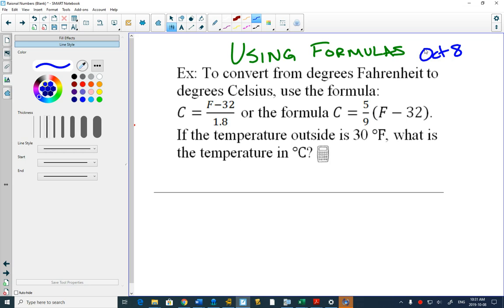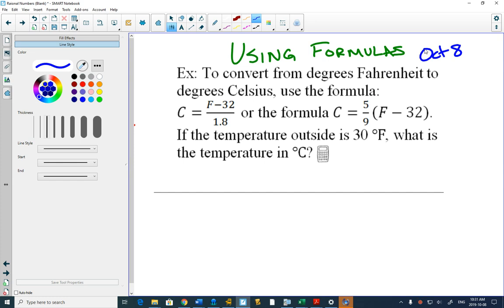But if you went to the United States and they said it's going to be plus 20 outside, they would be like, that's not nice, that's freezing. So we need to be able to figure out how to change from one thing to another. And there are formulas that help us do this.